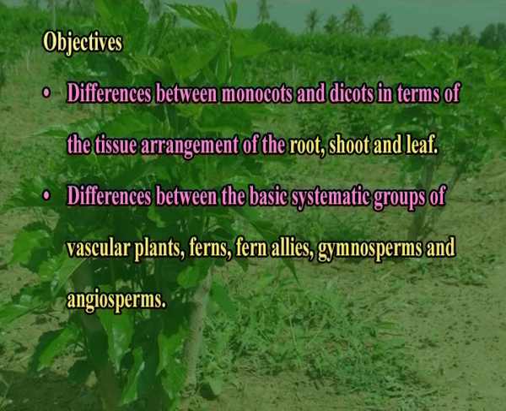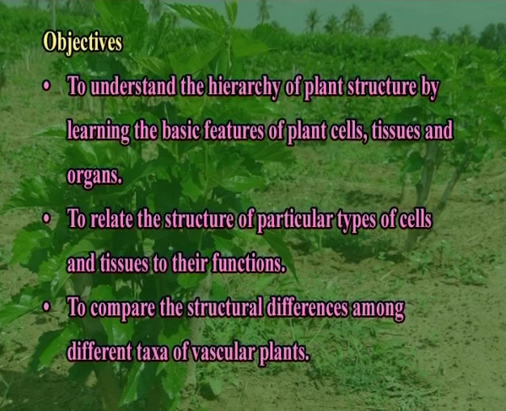To learn the differences between the basic systematic groups of vascular plants: ferns, fern allies, gymnosperms and angiosperms. To understand the hierarchy of plant structure by learning the basic features of the plant cells, tissues and organs. To relate the structure of particular types of cells and tissues to their functions. To compare the structural differences among different taxa of vascular plants.